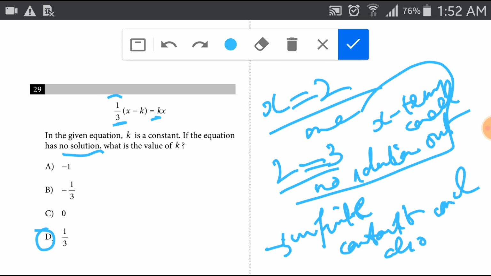Why? Because the x term on the left-hand side is 1 over 3 x, if you expand this out. And so the x term on the right is kx. So in order for these two things to cancel out, there has to be a 1 over 3 x on the right-hand side as well. And so in any question like this, just make sure the x terms cancel out. So think about what value this constant should have in order for the x terms to cancel. And obviously, if it's infinite solutions, you can also check the other term out. In this case, it would have been negative k over 3.